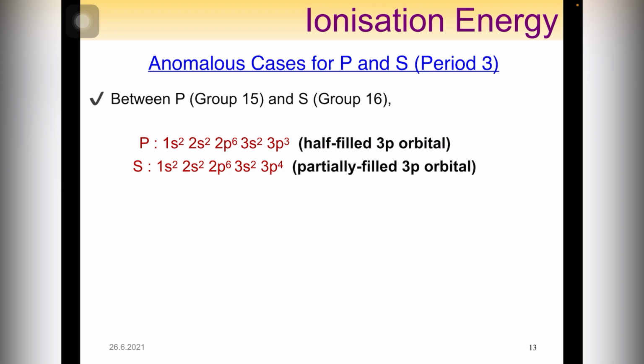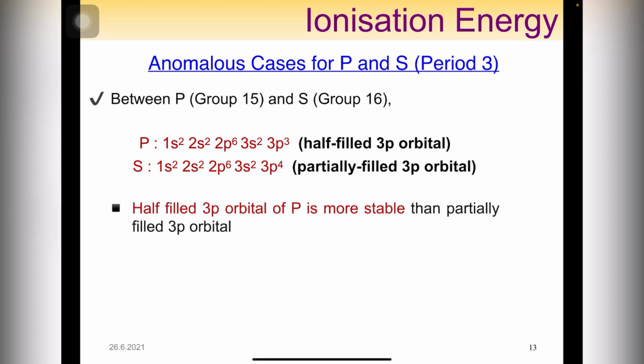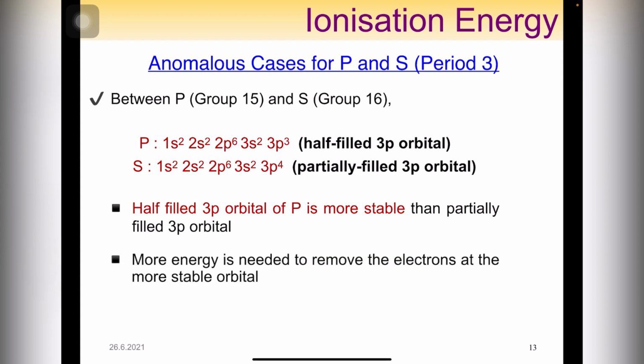For P, you can see that the 3p3 is a half-filled 3p orbital, while 3p4 for sulfur is a partially filled 3p orbital. When comparing the stability of the orbitals, of course the half-filled 3p orbital is more stable. So it needs more energy to remove the electron from the more stable orbital, which is 3p3. That's why the ionization energy of phosphorus is higher compared to sulfur.